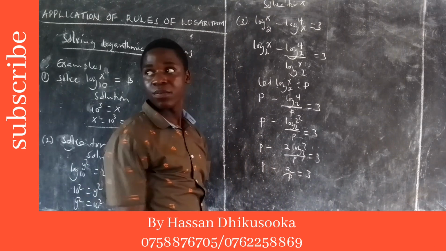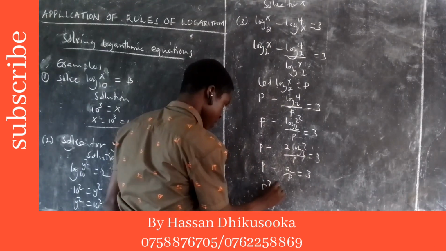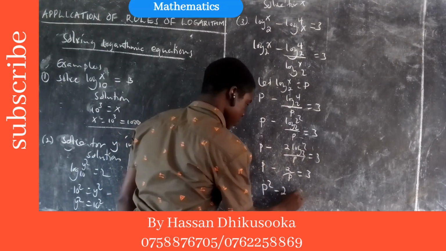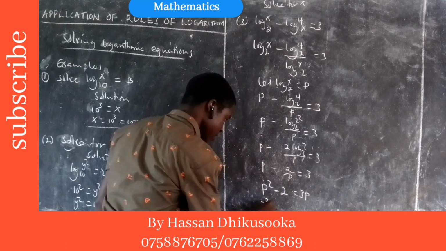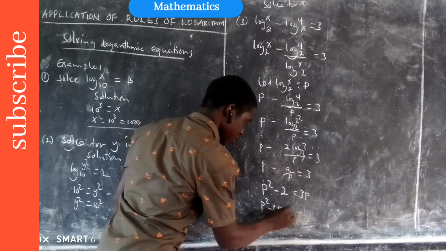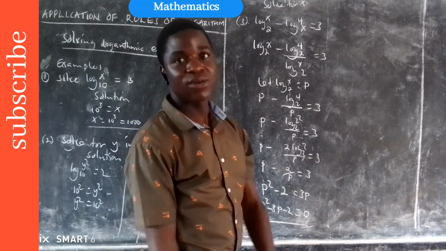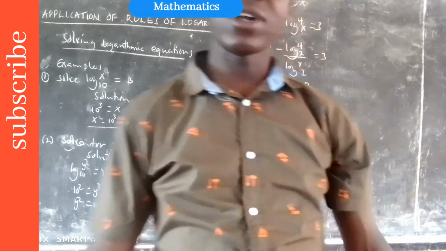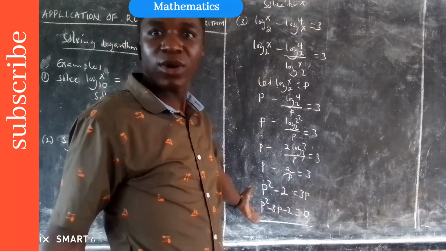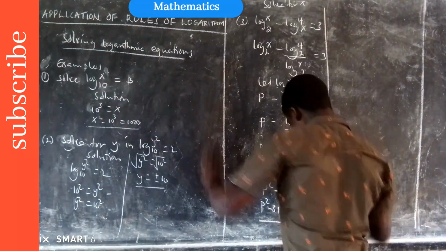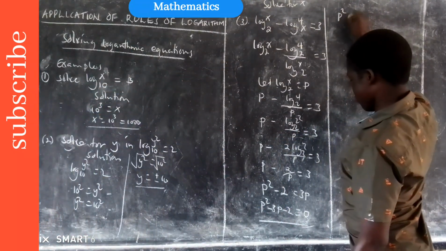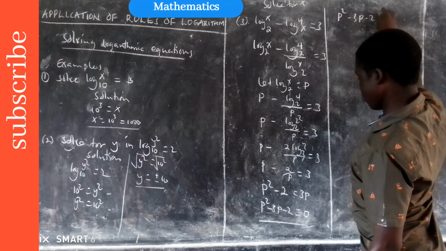Multiply all through by p. So that this is p squared minus 2 is equal to 3p. We arrange: p squared minus 3p minus 2 is equal to what? You can see a quadratic equation in terms of p. So for this case, we say that p squared minus 3p minus 2 is equal to what?